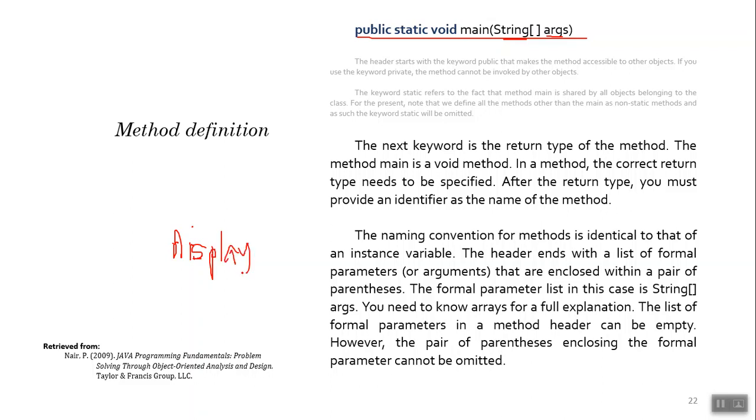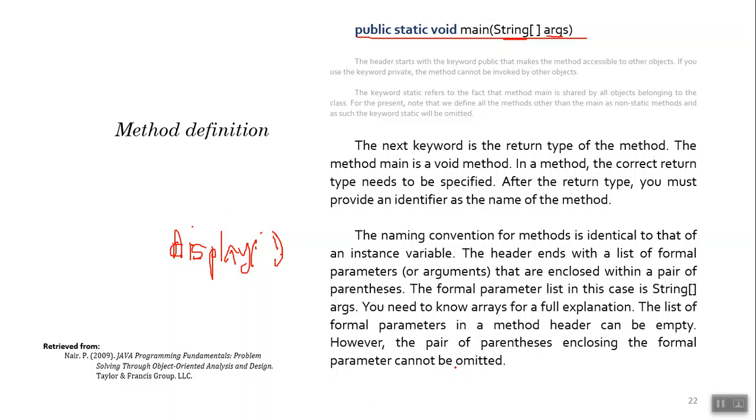We have the display method. So this is a small d, and then we have the open and close parentheses. However, the pair of parentheses enclosing the formal parameter cannot be omitted. Since it's a method, it is required that it has an open and close parentheses after the name of the method.